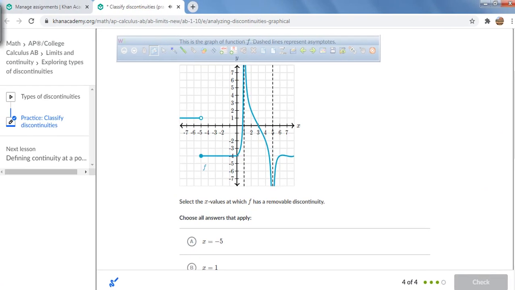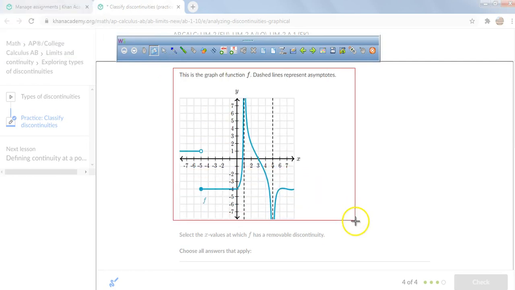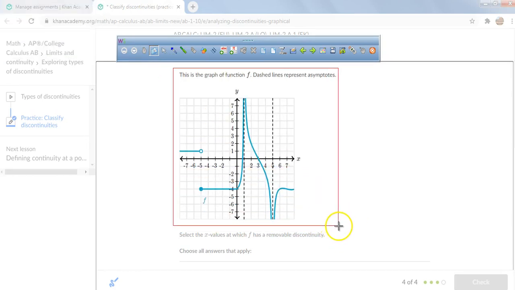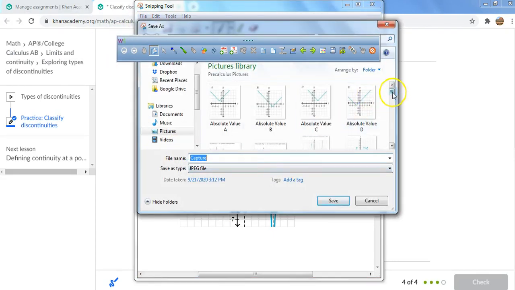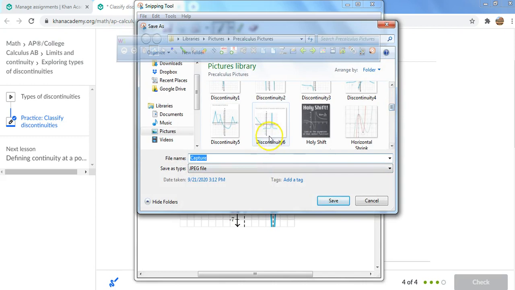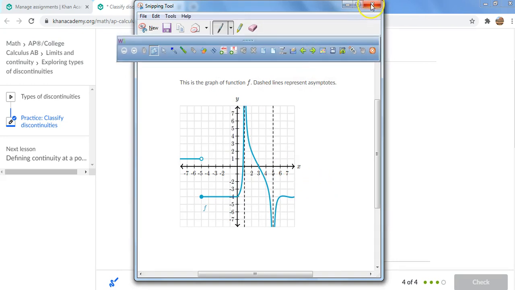And then last but not least, ooh, another good picture. That's a good picture right there. I like it because we got a couple of vertical asymptotes happening. I'm going to do another snippet real quick. That's a good looking picture. We'll call it Discontinuity 7. You never know, I might have already done it, but oh well. Let's close that out for now.